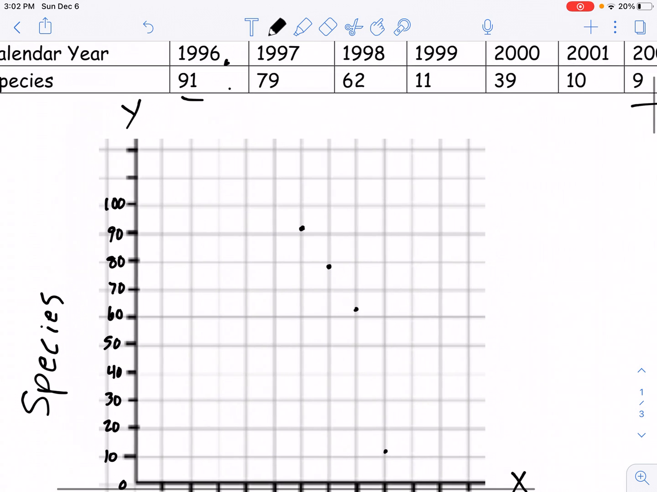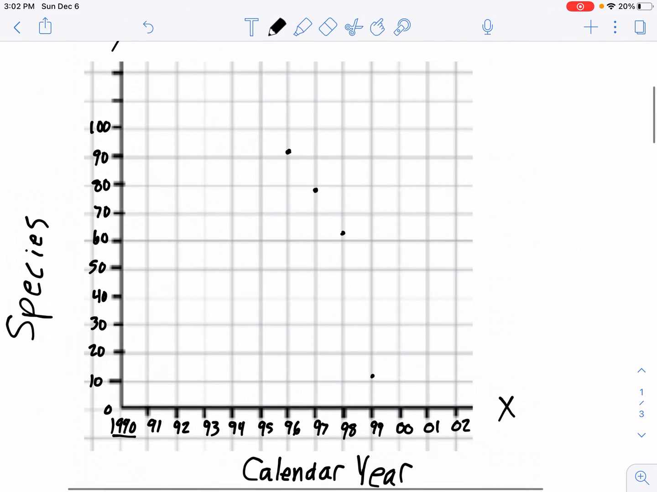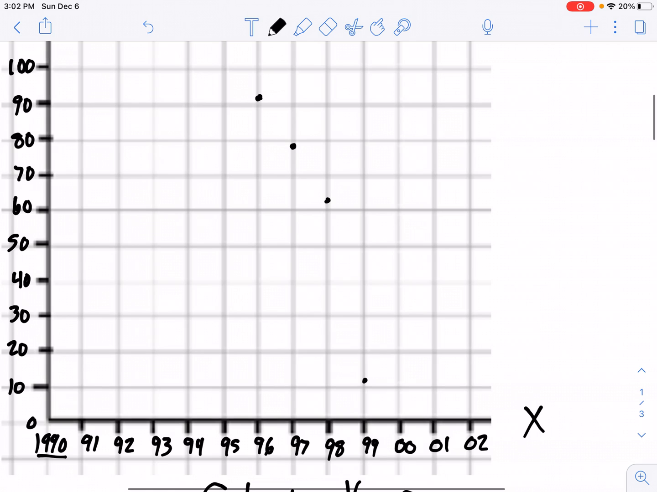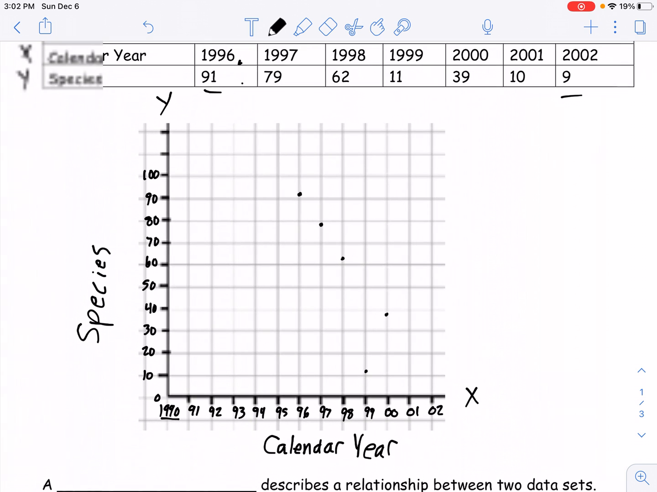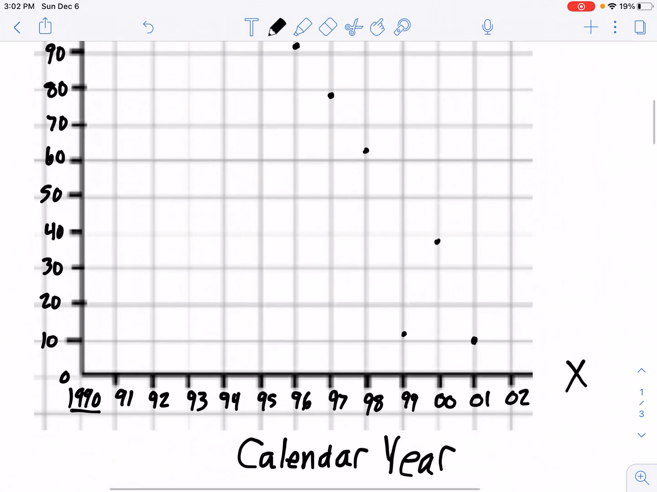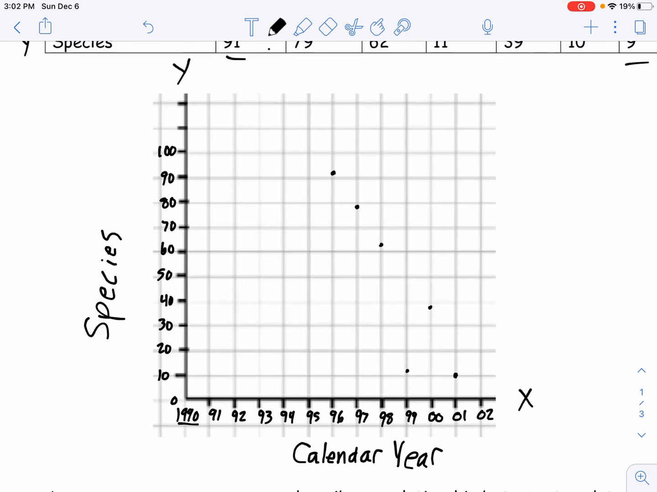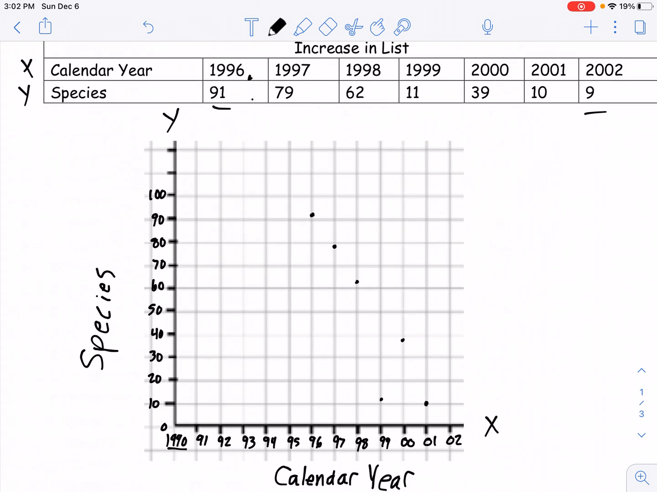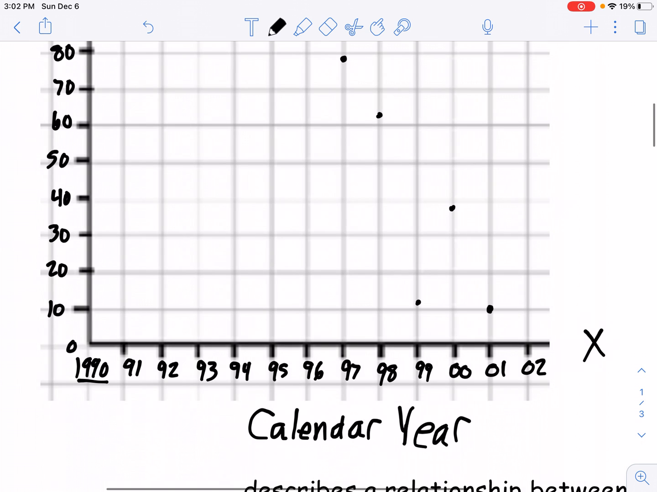And then we have 2000 is 39. 2000, we're going to be just below 40. And then 2001, we're at 10, exactly on the dot. And then we have 2002 is 9, just below 10.